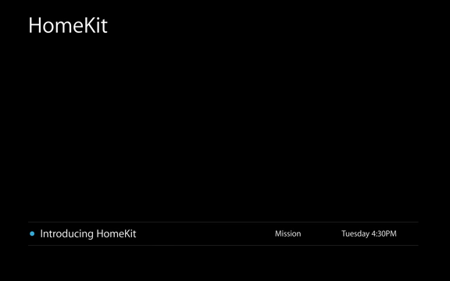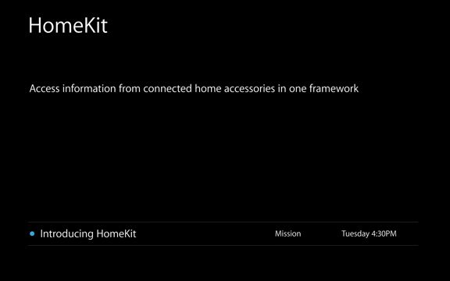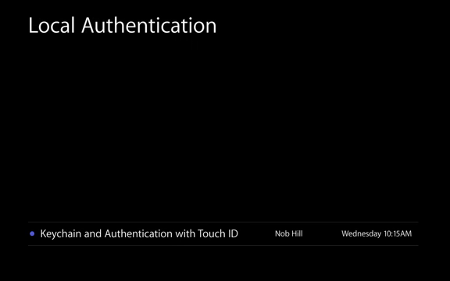Similarly, we are introducing HomeKit, which does the same thing for connected home devices. It puts all of that information in one place so that you can build an app that does everything a user needs for their connected home, accessing all of those things in one place. I also have a new local authentication framework. This allows you to leverage the power of biometric authentication in your own app.